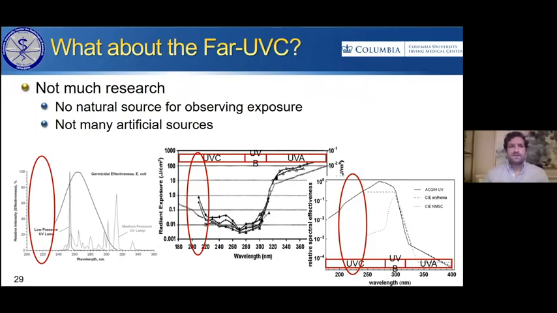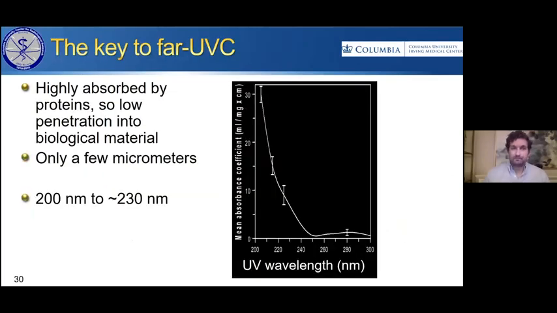So what about the far-UVC? If you'll notice, most of these graphs just kind of stop with the data in the far-UVC. The reason for that is that there's no natural source for observing UVC. It's all filtered out by the ozone layer, so we don't have good data on what it does to humans, for example. And there aren't a lot of artificial sources in this region either.